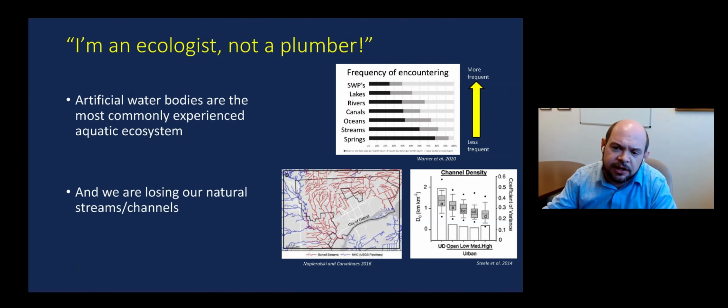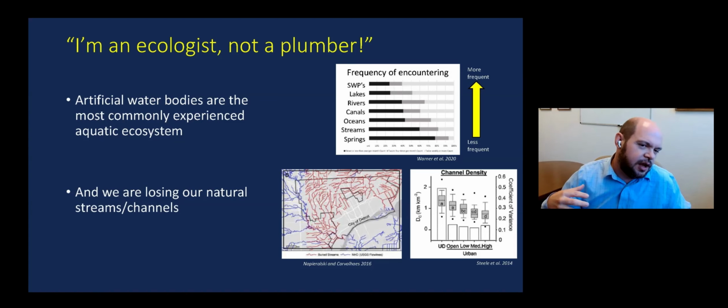So the figure at the top right here are results of a survey of residents of Florida, and they were asked how frequently they encountered a range of different aquatic ecosystems. And this is ordered from the most frequently encountered to the least frequently encountered aquatic ecosystem, with the black being encountered less than once per month, and the light gray being twice weekly or more. So stormwater ponds are by far the most frequently encountered aquatic ecosystem by residents of Florida. Lakes and rivers are also frequently encountered, but so are canals, and they're encountered more frequently than oceans, streams, or our really idyllic springs that we have.